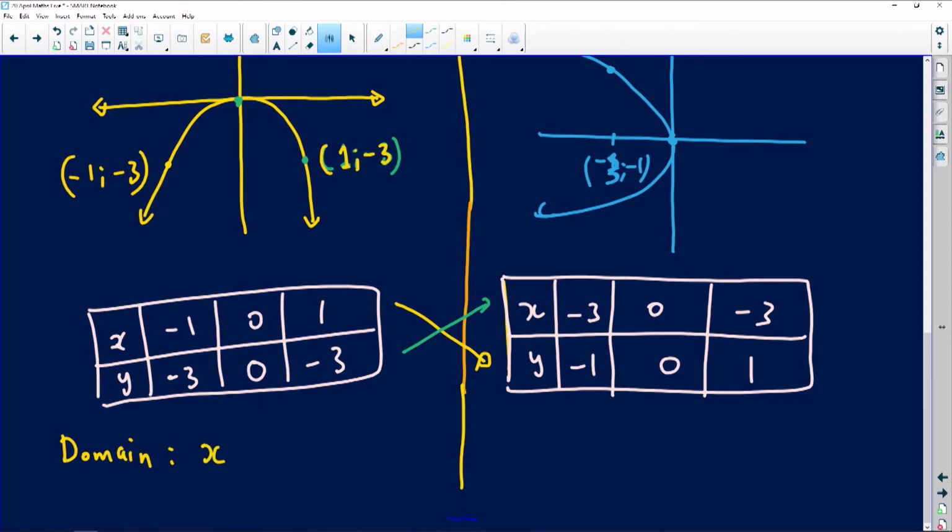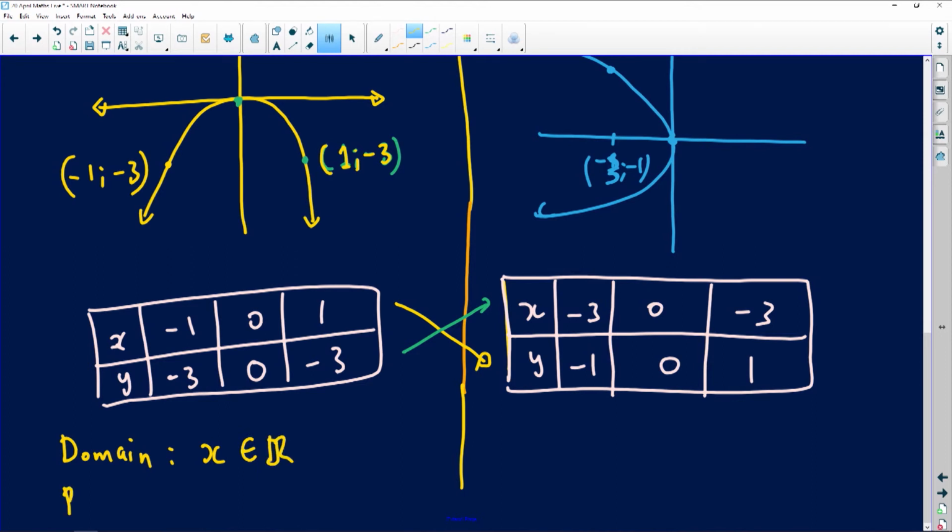So I can simply say the domain of this graph is all x values. It covers literally all x values because moving from left to right, the graph is not limited. So my domain is going to be x is the element of real numbers, right? So let's jot that down. The domain is x is the element of real numbers.